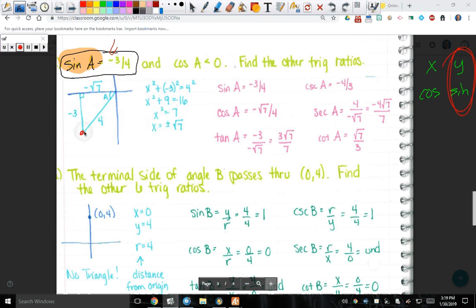So here's the dot. It's negative 3 over 4. I know sine is y over r, so the r is always positive. That's 4. And then the y value would be negative 3. Then I can finish drawing it out, do Pythagorean Theorem to get this as negative root 7. Look right here. Mathematically, it gave me 2. It gave me a negative and a positive. Why did I choose a negative? Because the x value in the coordinate system is negative.